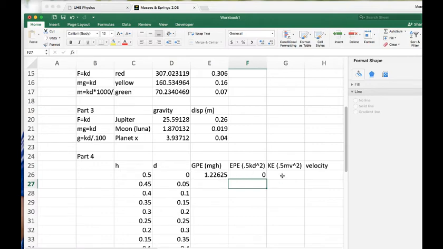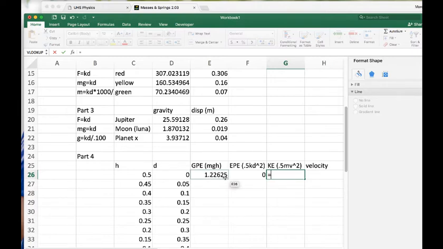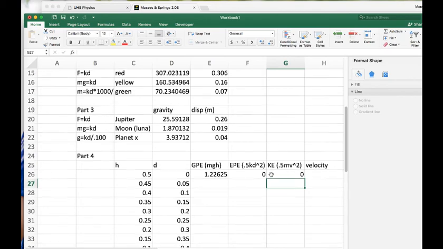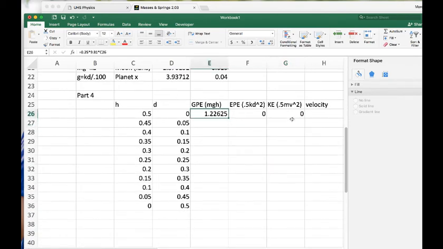Kinetic energy then is going to equal your total energy that you always have, subtract out all three of these. Well, the total energy we're going to have at the beginning is 1.22625. I'm going to subtract gravitational potential, I'm going to subtract elastic potential, and whatever's left should give me my kinetic. And of course that's going to be 0 at the beginning also. Okay, so I can grab those and pull that all the way down.